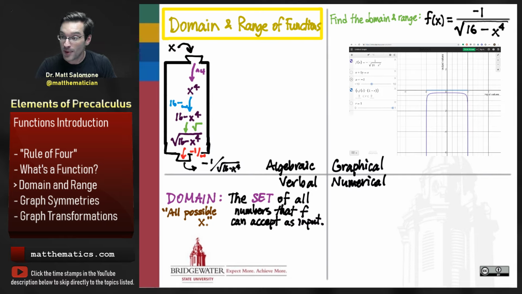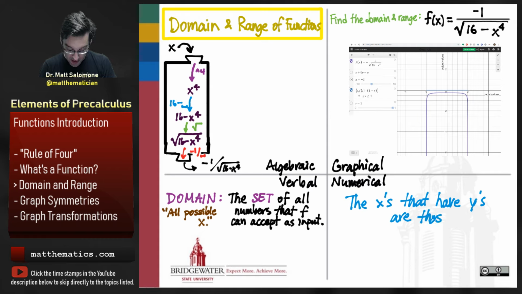So in the graphical perspective, I can figure out what the domain of this function is by smushing the graph onto the x-axis. I'm going to write this down in the numerical portion here. So the x's that have y's, the inputs which have outputs, are all of those between -2 and +2. All right, so that's a pretty good answer for this question.